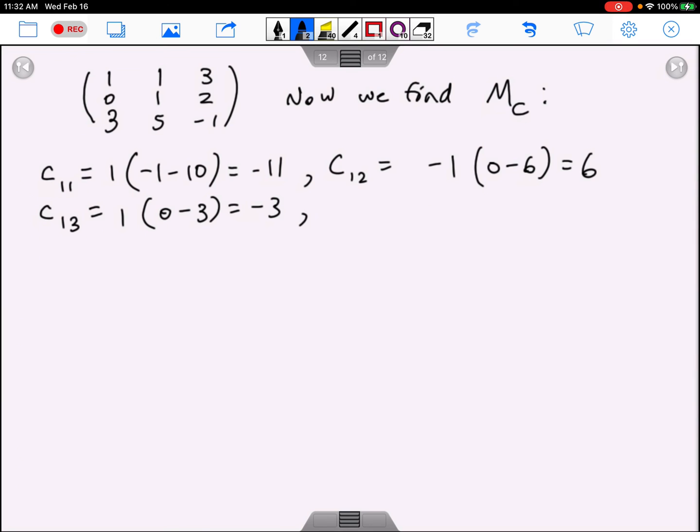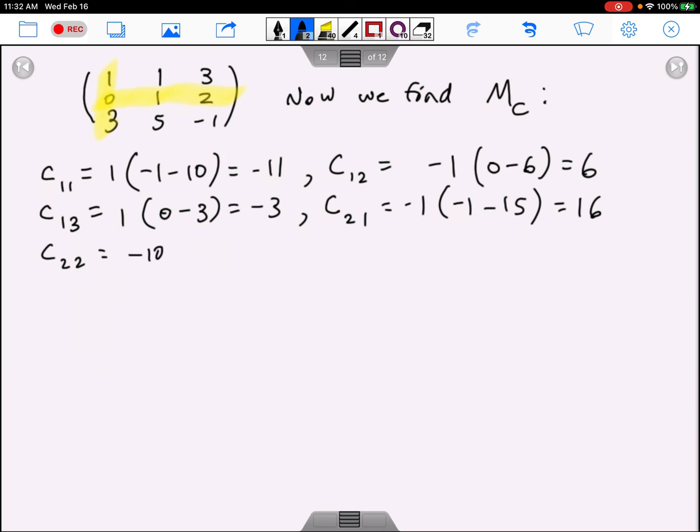Okay, let's do one more here. How about C21? That's this guy right here. We're going to delete that row and that column. And remember, that's a negative in the sign table, so it's going to be negative 1 times, and then negative 1 minus 15, the determinant of what's left, which gives positive 16. We have to do this for every single element in the matrix, okay? So I've already calculated all of these. Let me write them all down.